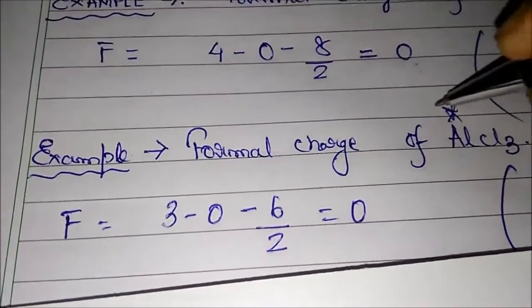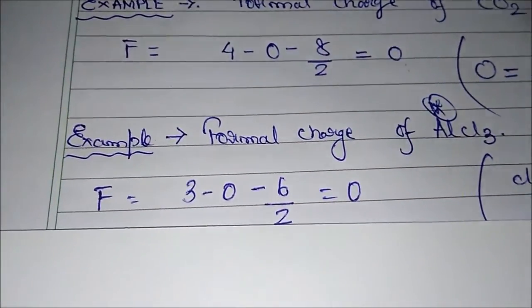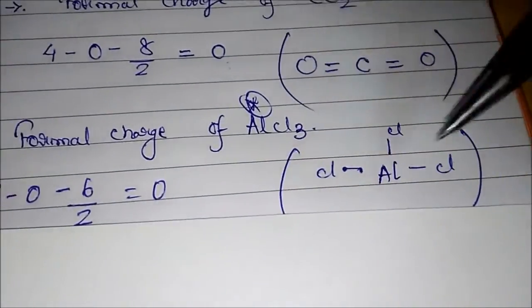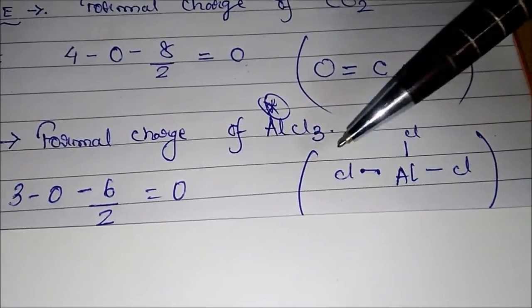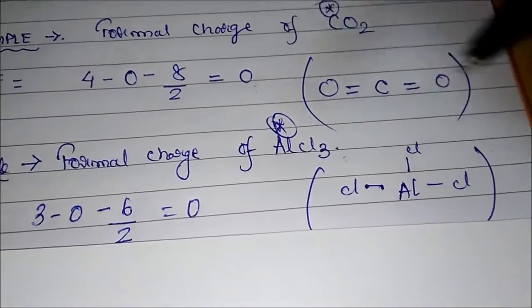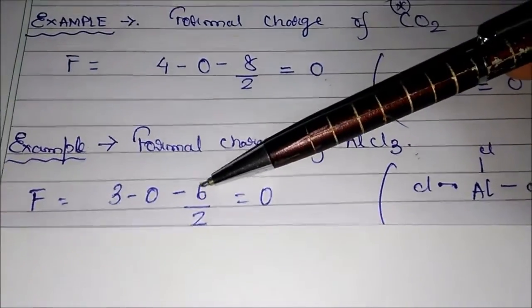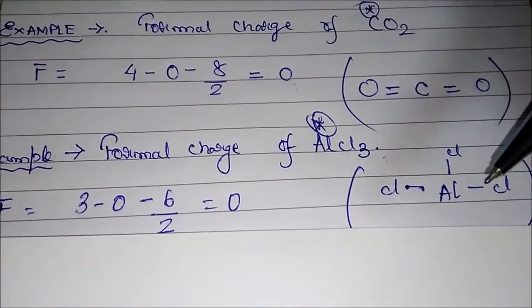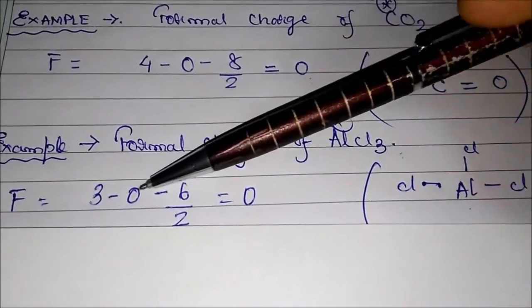We are supposed to find the formal charge of aluminium. Again, draw the structure. You will find that there are 6 electrons shared between aluminium and 3 chlorine. So it has given us 6, and there is no non-bonded electron left for aluminium, so it is 0.